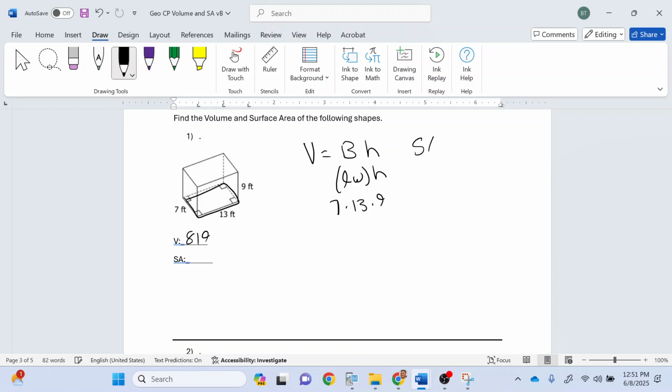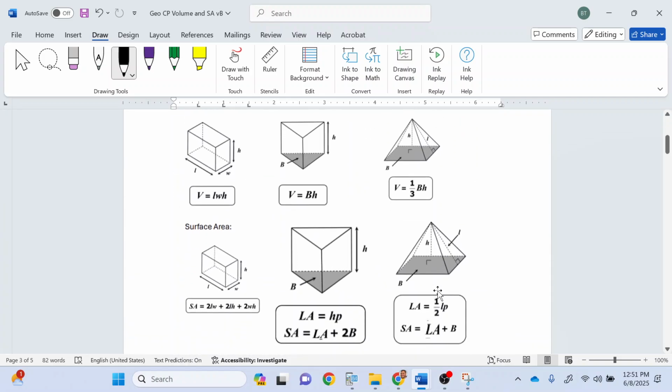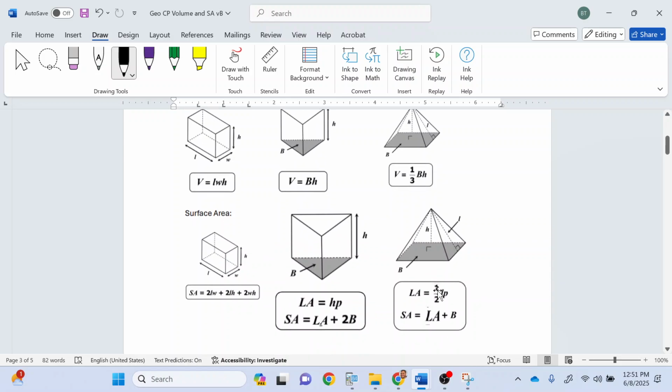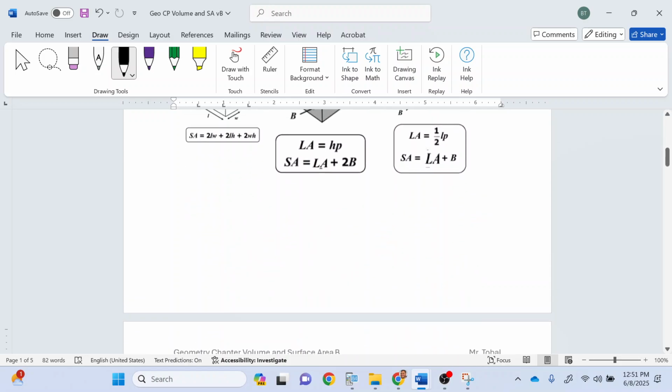Surface area for a prism. This is a prism, remember, because it has a top and a bottom, okay? Let me go back to the formula. Let me see if it matches the formula I gave you. Surface area, surface area, surface area. Gives you LA. What is LA? Oh, lateral area. All right.